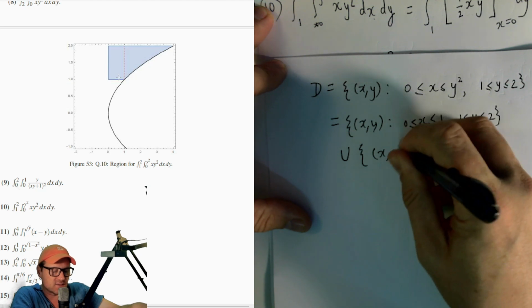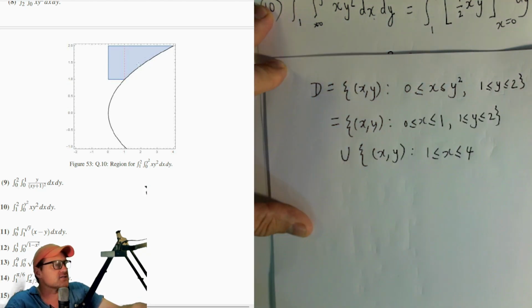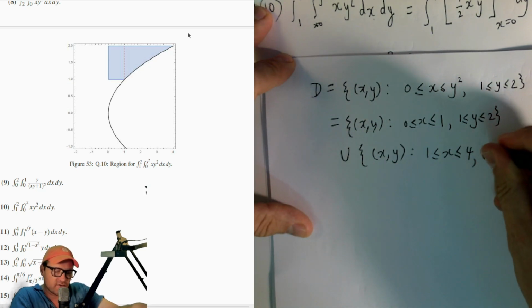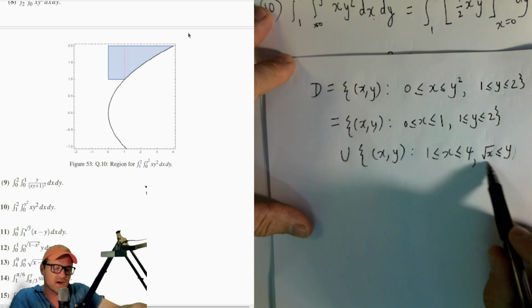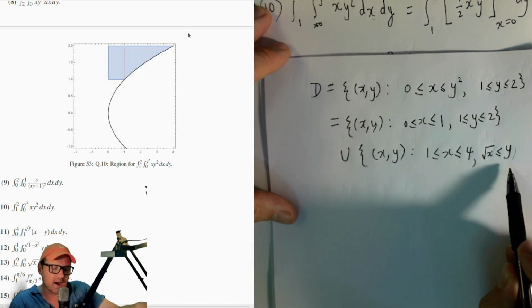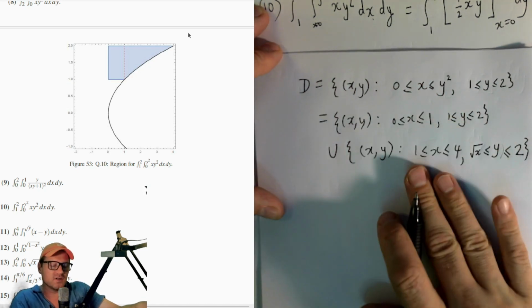That's the set of all points x, y such that x is between 1 and 4. Okay, so look at this. The x goes from here up to the point where the line y equals 2 intersects with this curve x equals y squared, and that happens at 4. And then y is greater or equal to the square root of x. Now notice this right here on the boundary is the curve x equals y squared. And so y goes from there to 2. Okay, so we've got a union of two sets.